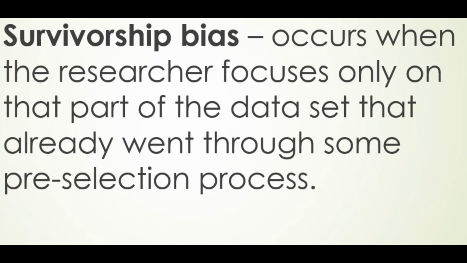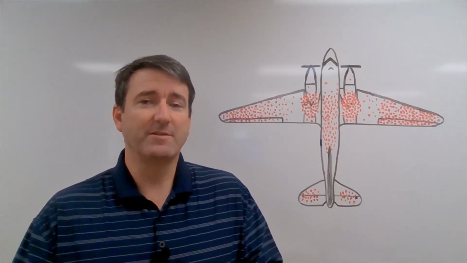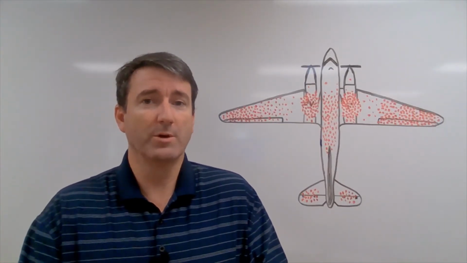So that missing information that we're seeing there, that we're not seeing, results in survivorship bias. A classic example of survivorship bias occurred during World War II.